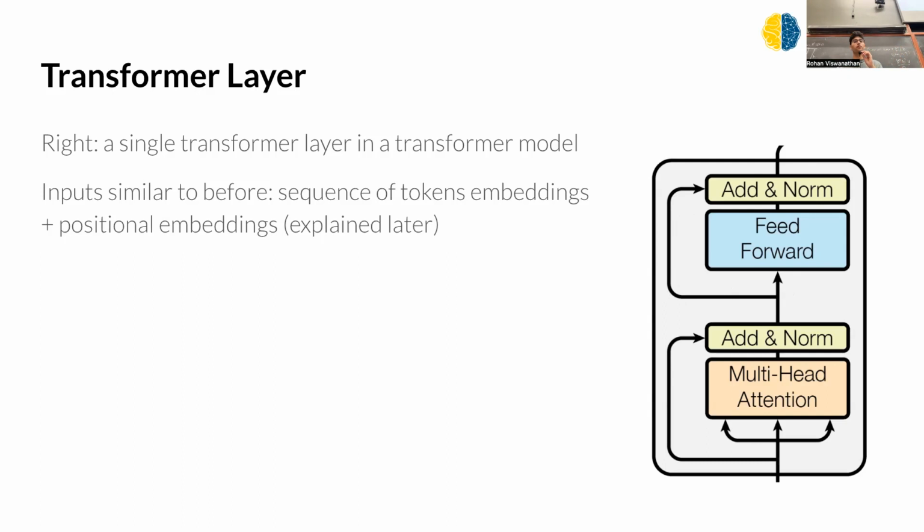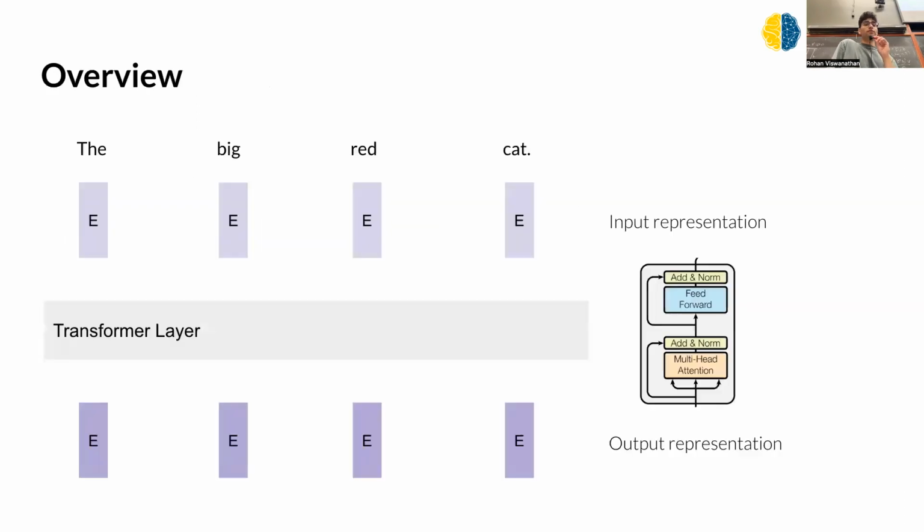Our inputs are similar to before. We have a sequence of token embeddings and positional embeddings. And we want to use those to apply self-attention. A quick overview: we have an input sentence, the big red cat, and an input representation where E is our set of embeddings and our input. We want a transformer layer, which is represented by this architecture over here.